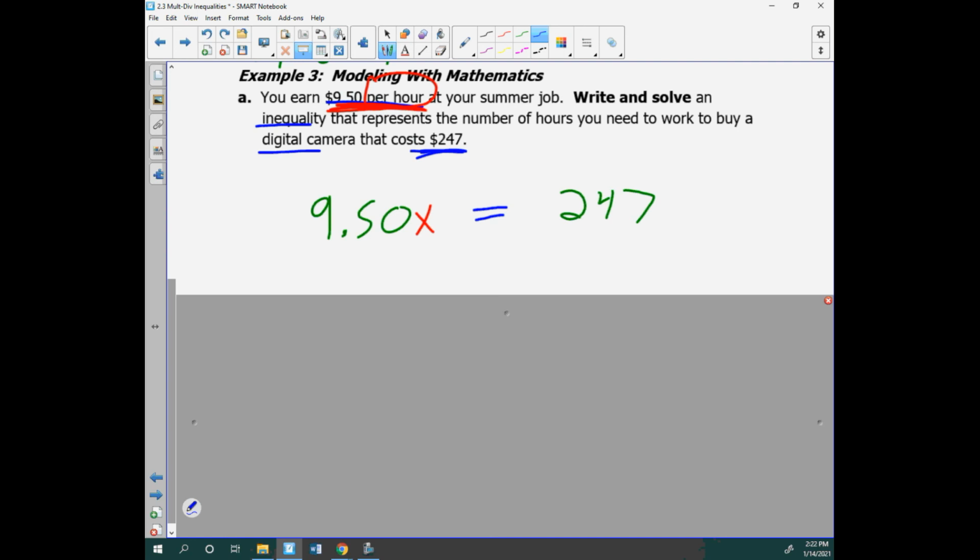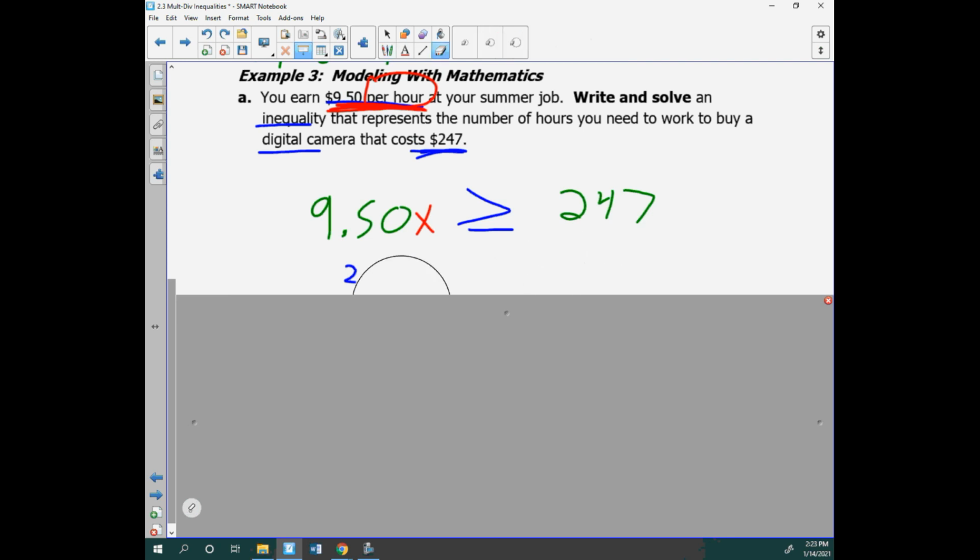I could say, hey, I want exactly $247. That would be an equation, and that would be the answer. But what happens if we need to buy like a camera case or a memory card or something like that? Well, we might need more than $247, right? But we have to have at least $247. So if I need at least 247, I need greater than or equal to 247. That is my answer, ladies and gentlemen, for letter A. Okay? I haven't solved it yet, but if I had $250, that would be enough to buy that $247 camera, and I'd have a little bit extra to buy whatever I wanted.